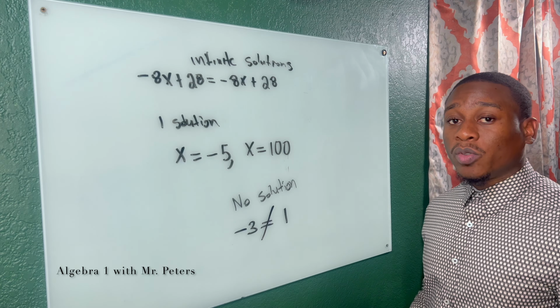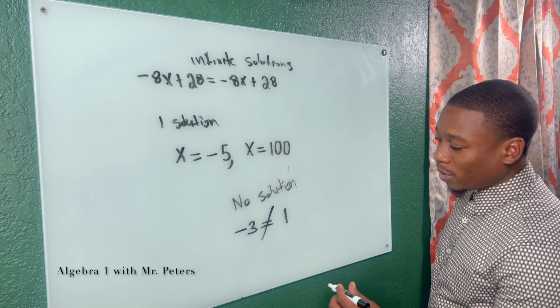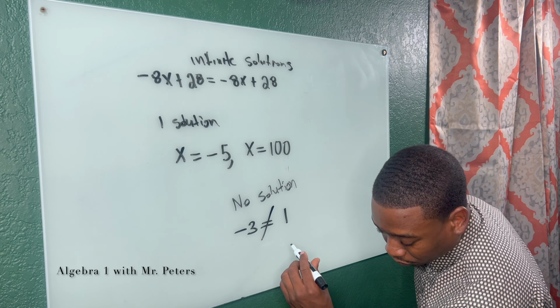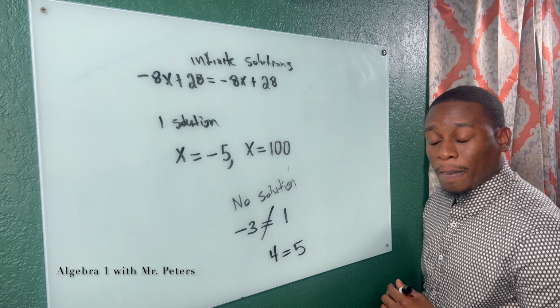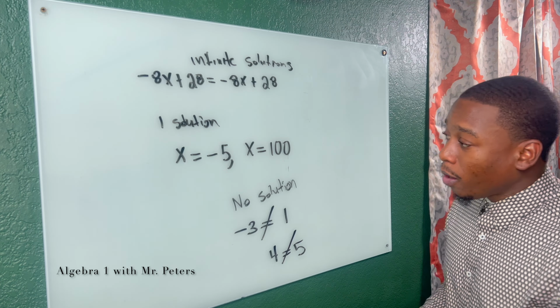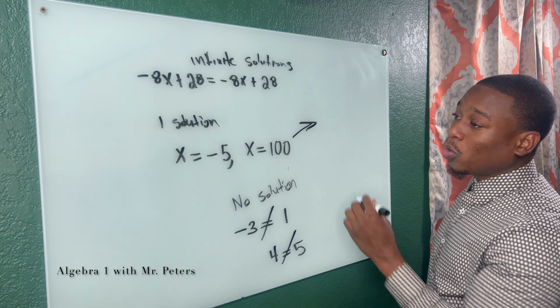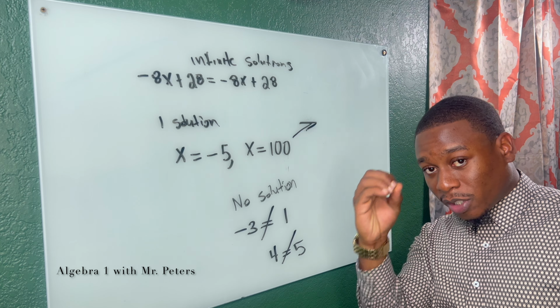This is an example of no solution. No answer will work. Another example of this: let's say we have 4 is equal to 5. That is a no solution because that is not a true statement. Now, students get this confused with one solution because of one number, 0.